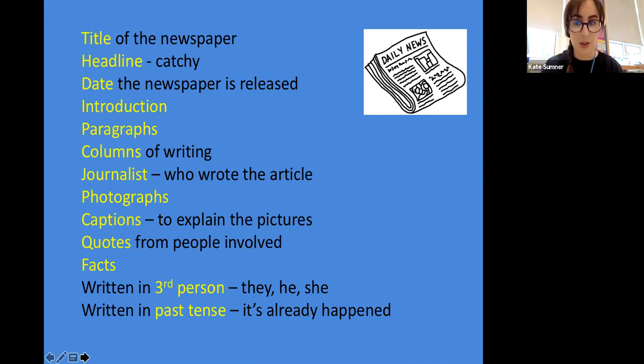Photographs, well done, lots of us got this. Usually of action happening, something relating to the story. Captions that explain what's going on in the photographs. Quotes from people involved, someone that might have been there or knows what's going on. Facts, so it's got to be facts. It's not a story. A newspaper is to inform people of things going on. So it needs to be facts. It needs to be true things. Written in third person, so they, he, and she, not I. The journalist doesn't write I. And written in the past tense, so it has to have already happened.